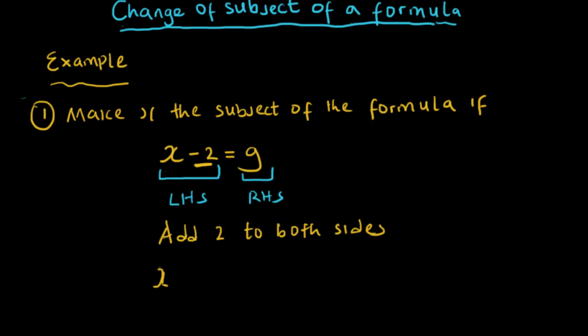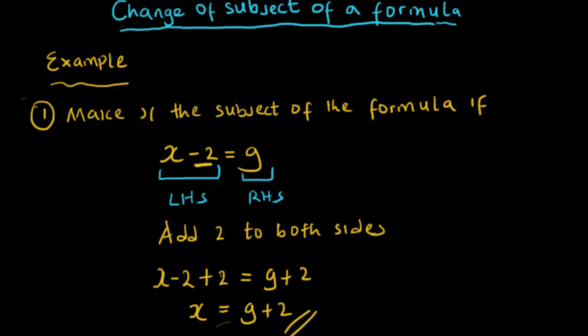So I'll be having x minus 2 plus 2 equals g plus 2. Remember, add is plus. Now minus 2 plus 2 is 0. So I'm left with x equals g plus 2. Does that make sense? So I've successfully placed x on one side of the equation, and that means I've been able to answer the question. So the answer to this question is x equals g plus 2.